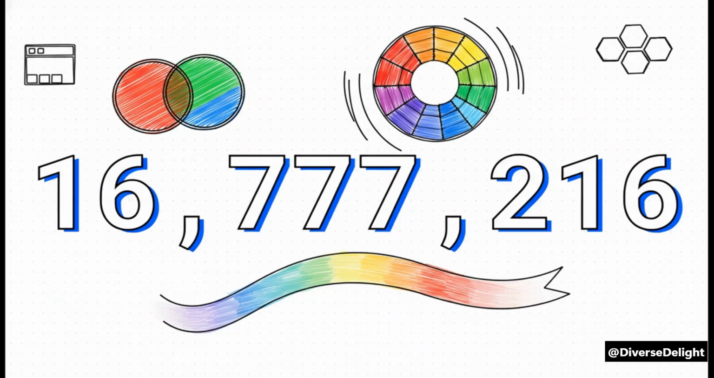So just how many colors are we really talking about here? Well, if you do the math, 256 options for red, times 256 for green, times 256 for blue, you get this number. Over 16.7 million distinct colors. And that's not even counting all the different levels of transparency you can add with that alpha channel. The possibilities are, literally endless.